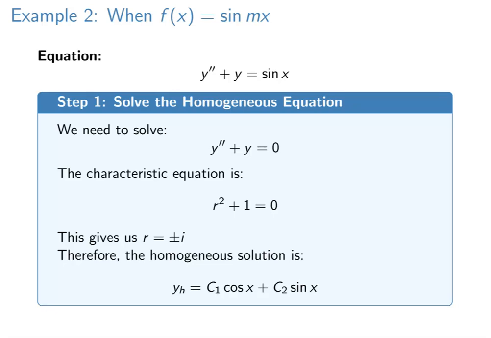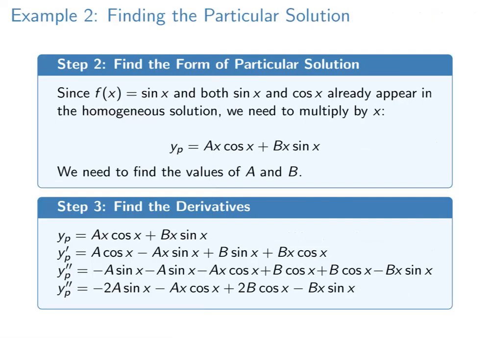Another problem, when f(x) is equal to sin x. Now y'' plus y is equal to sin x. First solve the homogeneous equation, y'' plus y is equal to 0. The characteristic equation is r squared plus 1 is equal to 0, so r is equal to plus or minus i. Here imaginary roots are coming, therefore the homogeneous solution is yh equal to c1 cos x plus c2 sin x. That is the complementary function.